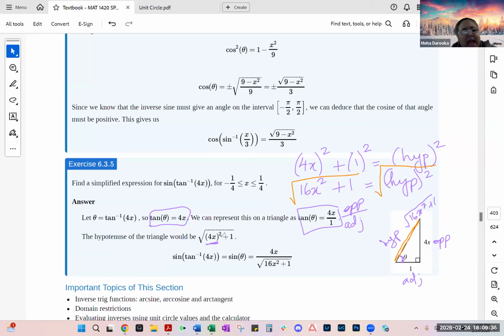Okay, so now that we have the three sides of the triangle, we can come up with our sine of theta value, right? Sine, remember, again, is opposite over hypotenuse. So you can see the opposite side is 4x. Our hypotenuse is the square root of 16x squared plus 1.